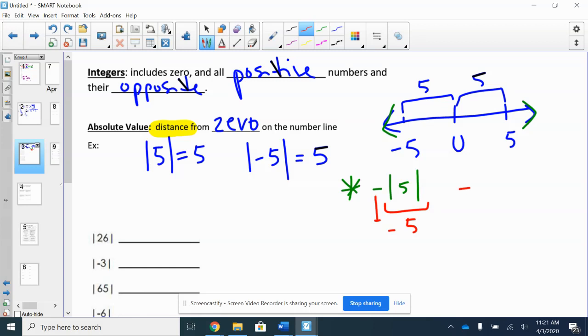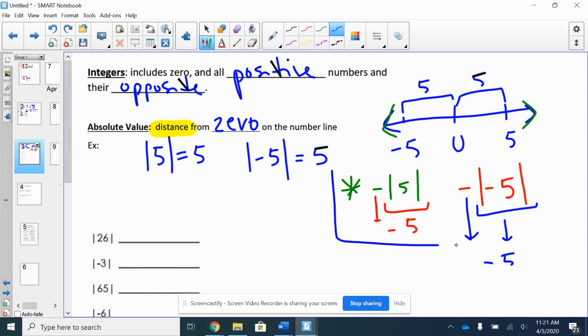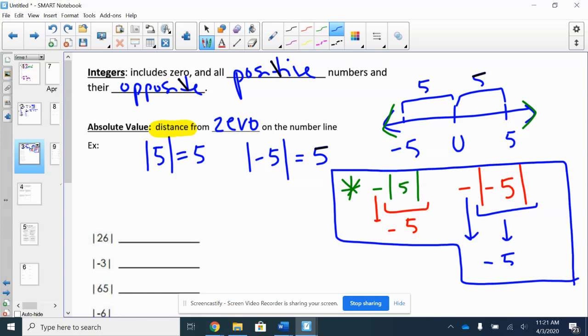If I had this, the opposite of the absolute value of -5, again, if I look at the absolute value brackets as parentheses, I can solve that first. The absolute value of -5 is 5, and this negative sign or opposite symbol does have to come straight down. So this is just a little sidebar conversation, something you'll definitely see in your math future, but I don't believe it's on this IXL lesson.